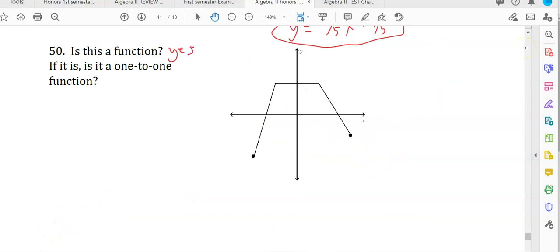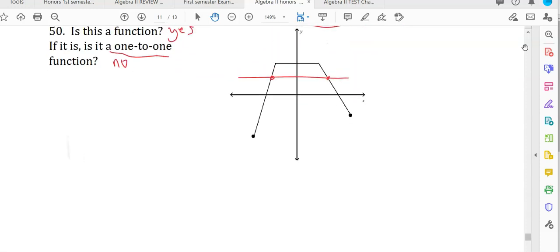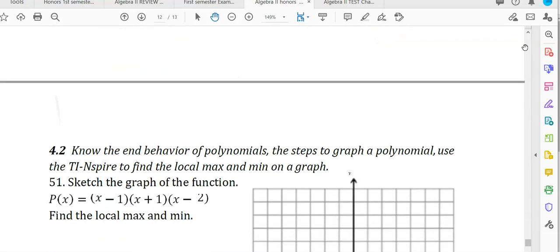So yes, this is a function. It passes the vertical line test. It doesn't cross it more than one time. To be one-to-one, it has to pass the horizontal line test as well. It does not pass that test. So this is no, it is not a one-to-one function. It's got to pass the horizontal line test and vertical line test.